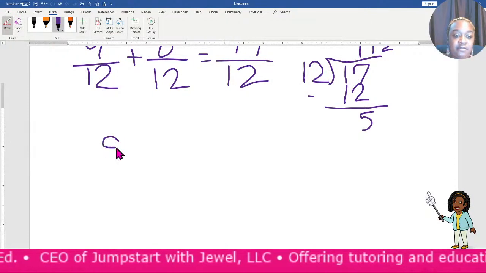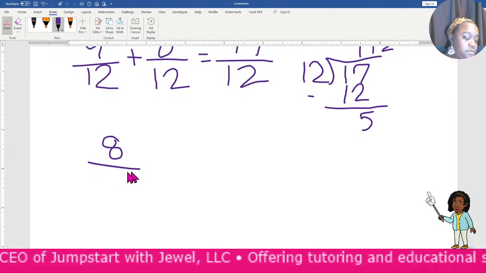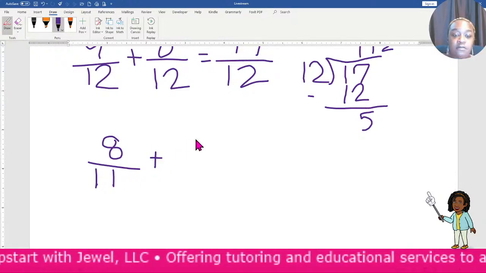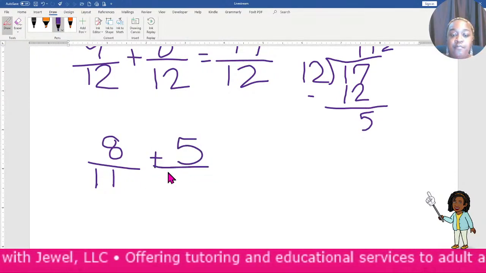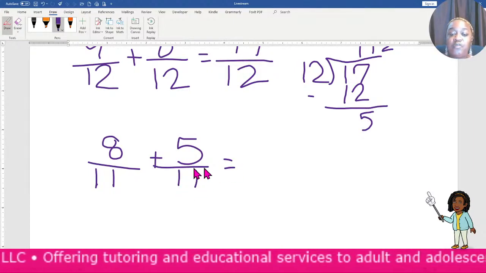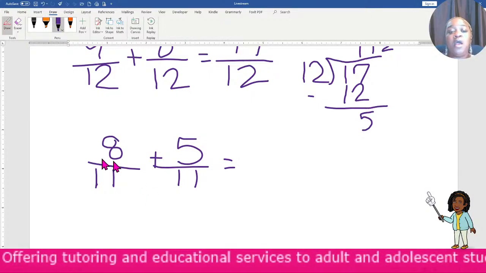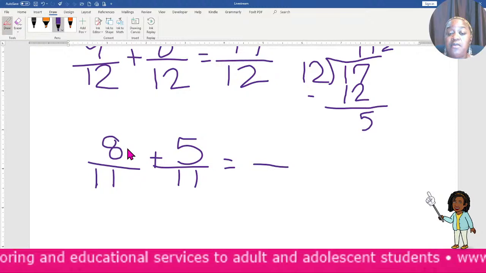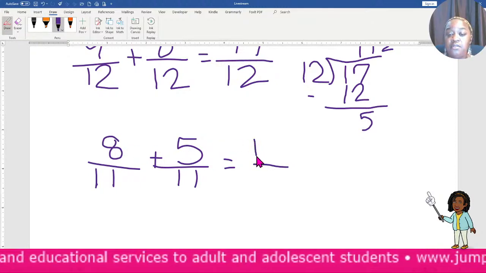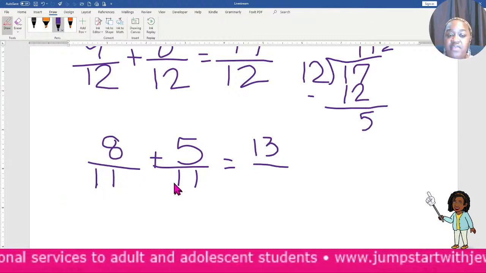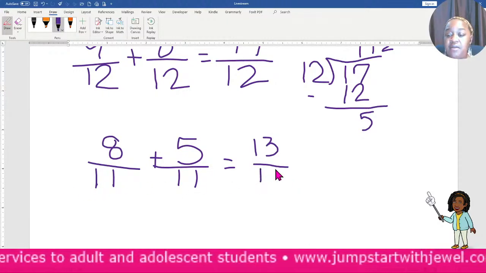Let's see, 8 over 11 plus 5 over 11. So same thing for this instance. Denominators are the same. We're adding the numerators. 8 plus 5 is 13. And then 11 is still our denominator.